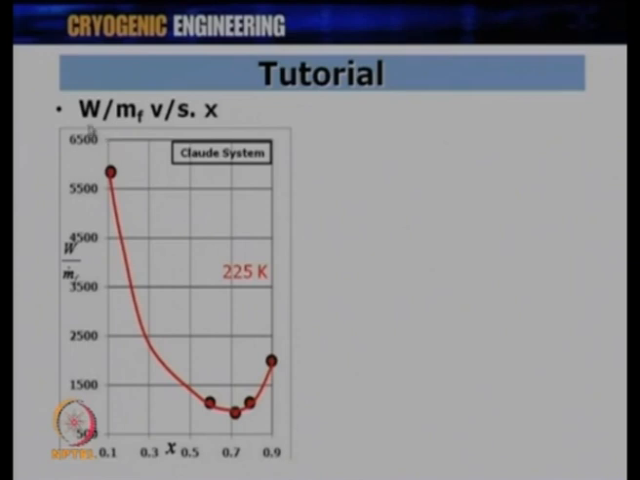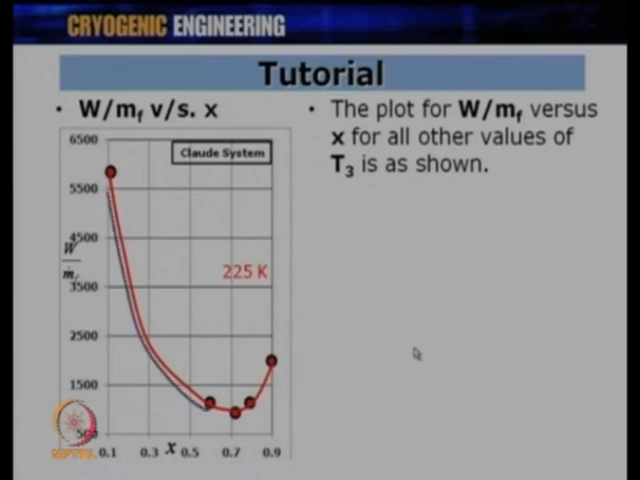If I do a similar thing now to understand W by mf versus x, this is the curve for T equal to 225 Kelvin, and if I draw for 250 Kelvin, followed by 275 Kelvin and followed by 300 Kelvin. Exactly along the similar lines to what I talked about, at 300 Kelvin, because I get maximum Y value there, I get minimum W by mf over here. While if I lower the temperature, my W by mf requirement increases.